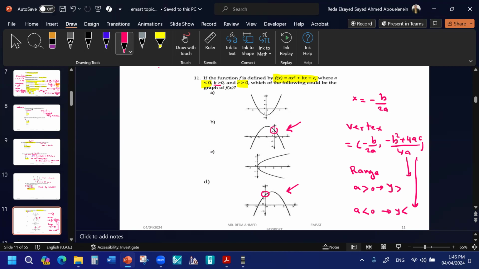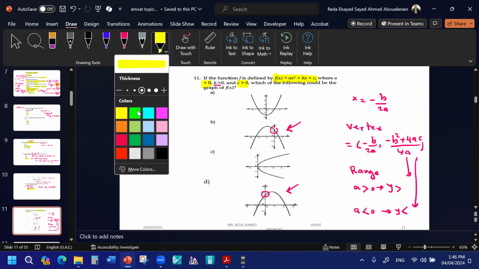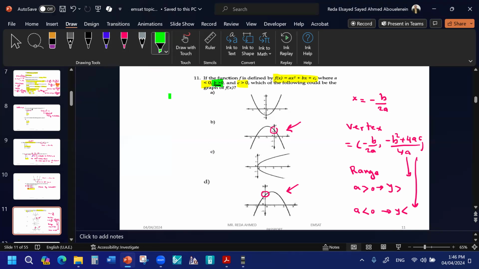But what is the meaning of b? What is the meaning of b greater than 0? The meaning of b greater than 0 is that the x coordinates will be positive. So here x positive and x negative. So this is the result.